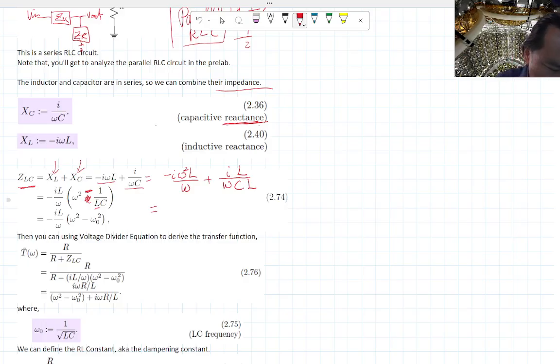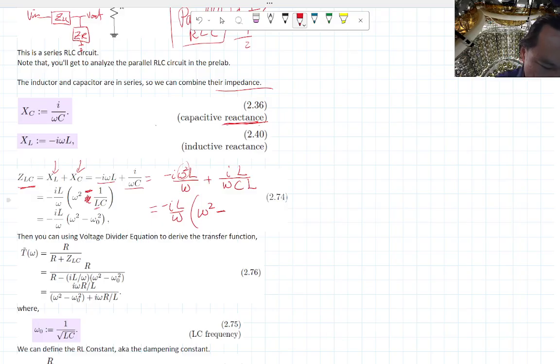Okay. So the next thing, I want to pull out a negative i, pull out the L, pull out the omega. What's remaining in here is actually omega squared, because that doesn't get touched. And on the second term, since I pulled out a negative i, I end up with a negative sign between them. Okay.